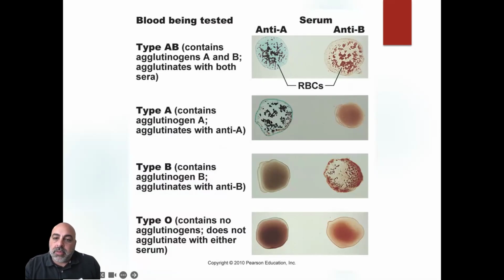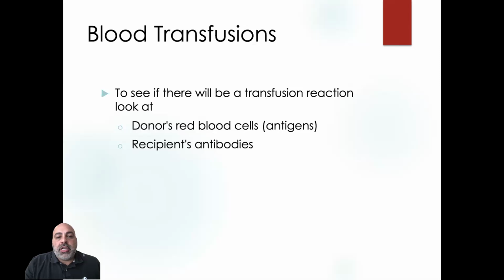Here, this is strictly type A blood. Only the A antigen clumped. They put B, no clumping. And so on. O, there's nothing on the surface. So they put A, no clumping. They put B, no clumping. Nothing to target. So that's my point. We look at the donor's red blood cells, what's on the surface, and then my antibody production.